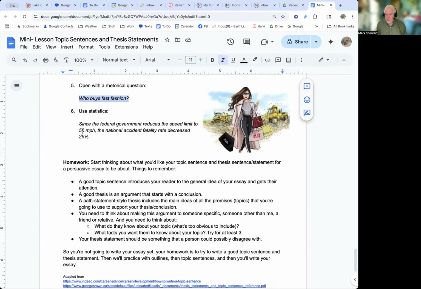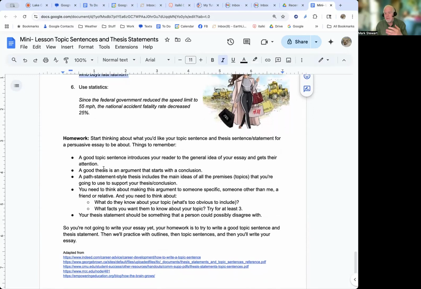So these are some options, and we'll go over them again, but I want you to try them. And so let's talk about your homework. I'd like you to try to create an introductory paragraph for an essay. You can use any one of the inductive arguments we've been talking about in recent weeks. You can come up with a new one, but I want you to try and figure out a topic sentence that gets people's attention, and then a thesis path statement: conclusion, premise, premise, premise. Try to have at least three premises, okay?